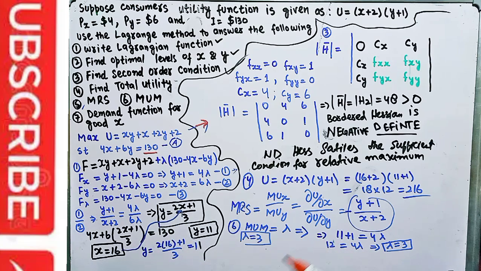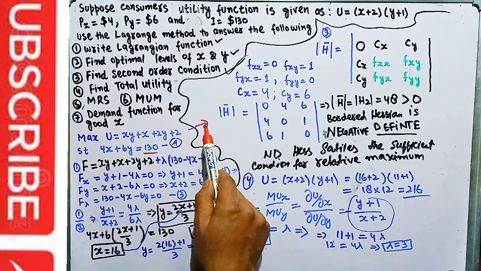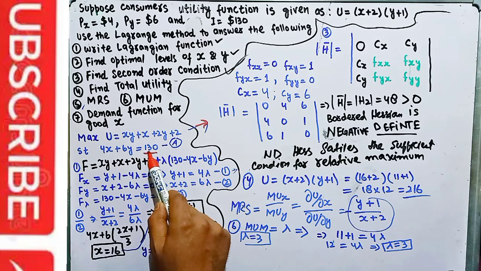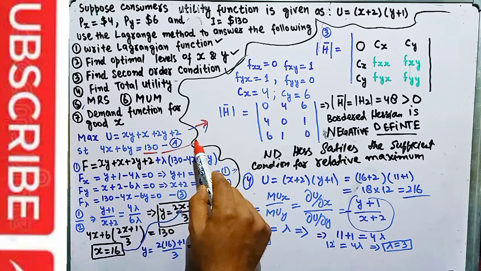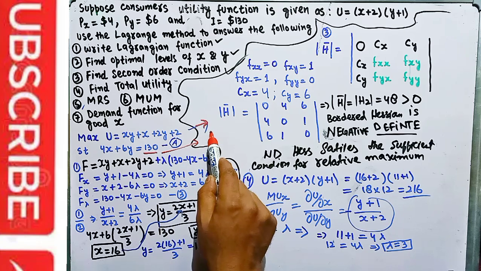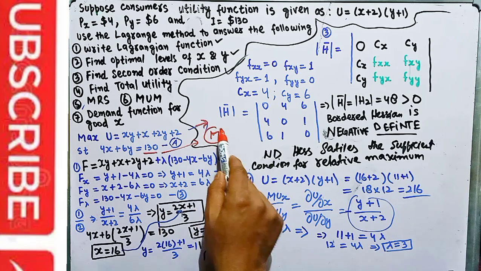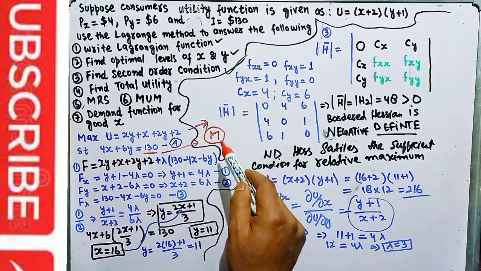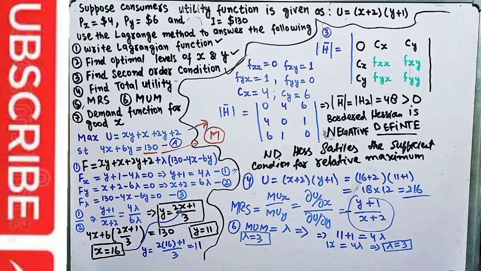Let me repeat it a third time. If lambda is equal to 3, then to interpret it, it simply tells us how total utility will change when there is a change in the constant of the constraint. And what is the constant of the constraint? It is actually M, that is money. How will total utility change when the money changes by 1 unit? That is what we call the marginal utility of money. Okay, we are done with this also.